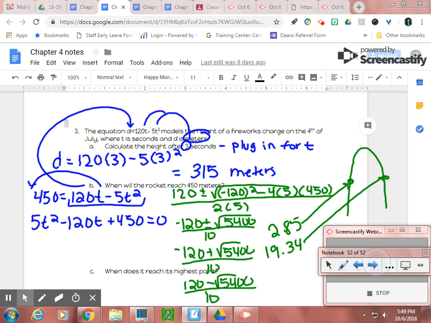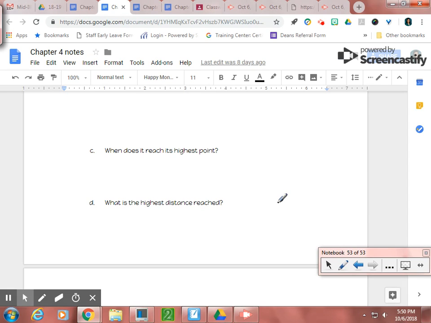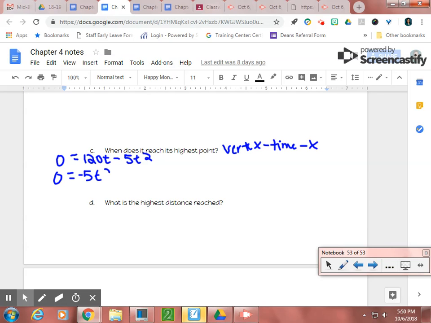When does it reach its highest point? Okay, so highest point is vertex, and the when is time, and time is your x value. So you want your x value of the vertex. So again, your equation, when we set that up, is 120t minus 5t squared. I would rearrange this just so it's easier to look at. So it's going to give you negative 5t squared plus 120t plus 0. You have no c value of that.